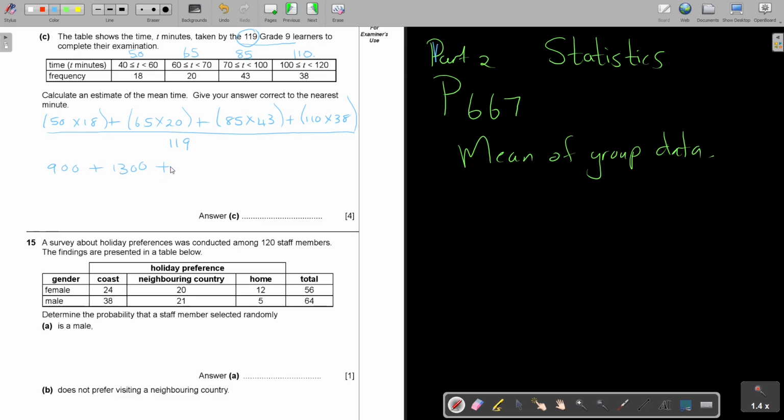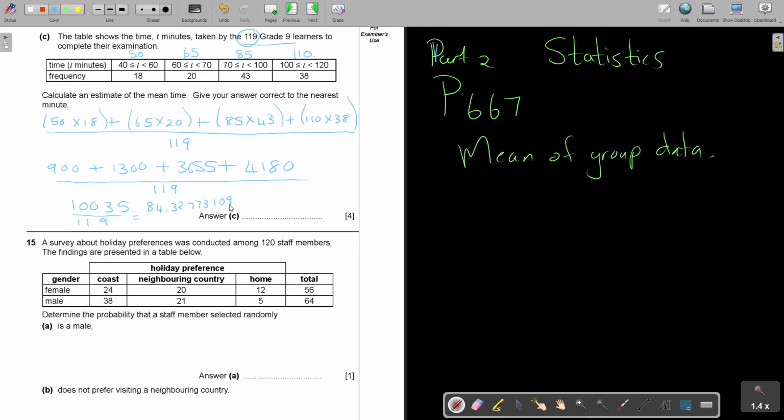1,300 plus 3,655 plus 4,180. Because sometimes if you press everything on the calculator, you can maybe make a mistake. Okay, and then 10,035 divide 119, and then always good to first write your whole calculator display, 84.32773109.